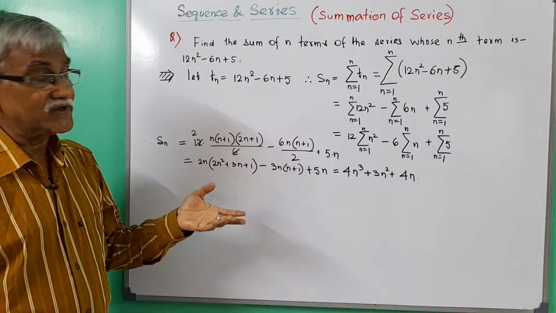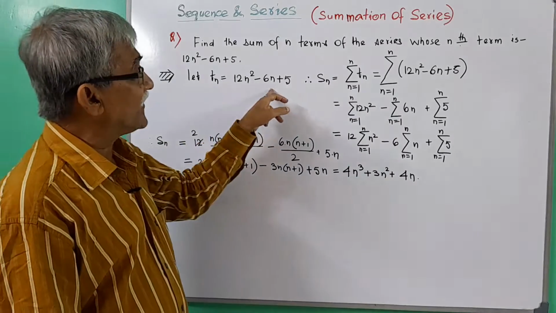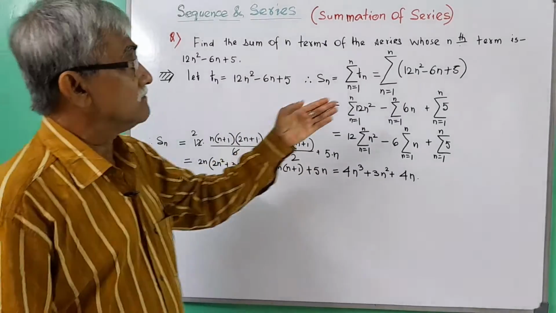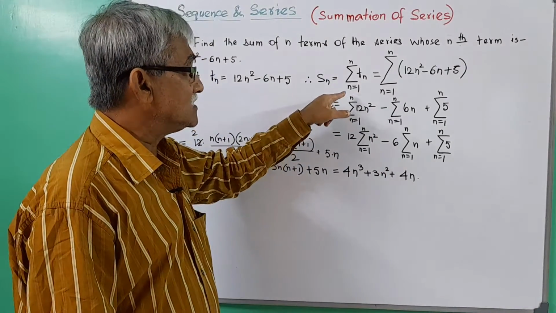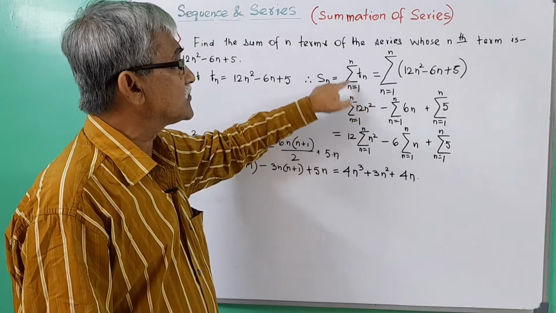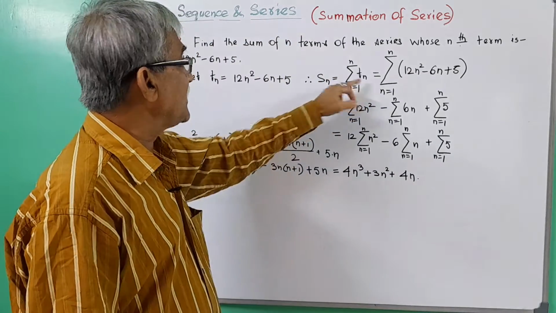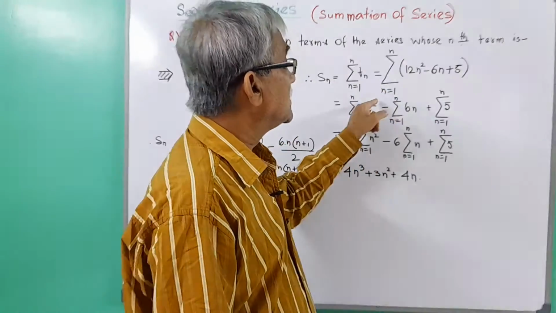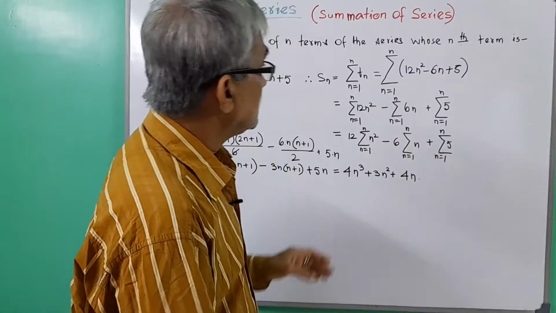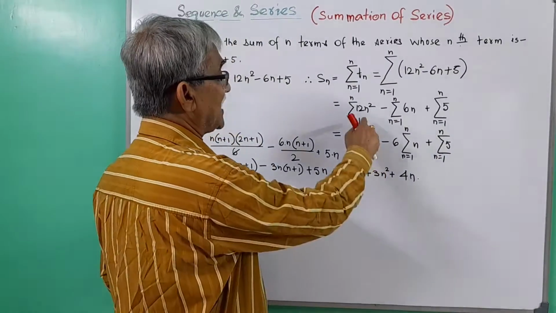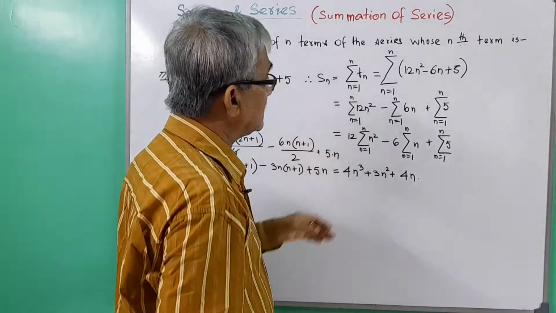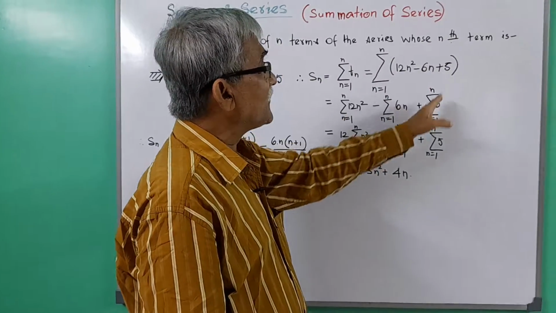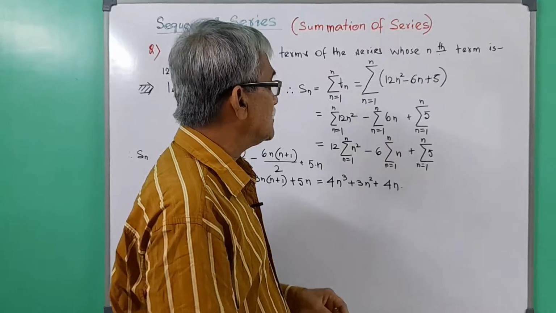What is given? Let Tn, that is the nth term, equal 12n square minus 6n plus 5. Therefore, Sn, what does it mean? It means the sum of the terms up to the nth term. That equals summation Tn, n equals 1 to n. And because Tn is given, that is summation of (12n square minus 6n plus 5), n equals 1 to n. So, let us segregate it. Therefore, summation 12n square, n equals 1 to n, minus summation 6n, n equals 1 to n, plus summation 5, n equals 1 to n.